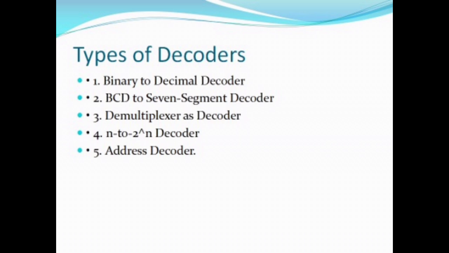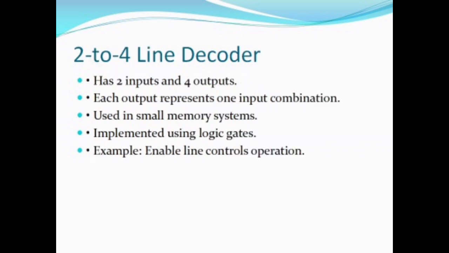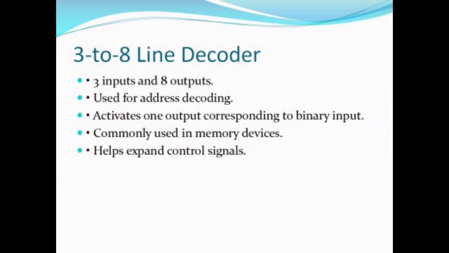The main examples of decoders are the 2 to 4 decoder and the 3 to 8 decoder. The 2 to 4 decoder has 2 input bits and 4 output lines. Each output corresponds to a unique input combination. They often include an enable pin, which is used to control the outputs. The 3 to 8 decoder has 3 input bits and 8 output lines. It is widely used in RAM, ROM, and address decoding, and helps to expand control signals in microprocessor systems.